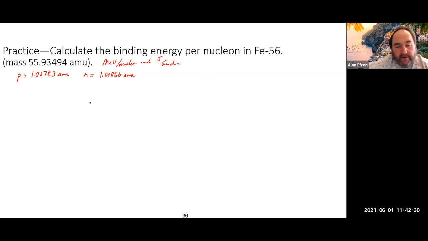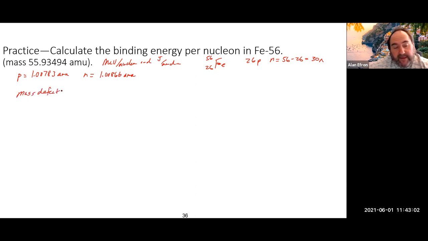We are dealing with iron 56. Going to the periodic table, we can find the atomic number for iron, which is 26. That tells us we have 26 protons. In terms of neutrons, mass number minus atomic number gives us 30 neutrons. That's important for our mass defect, so that's what we can calculate up front.